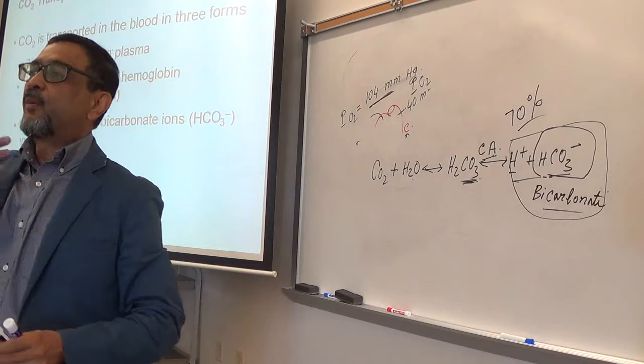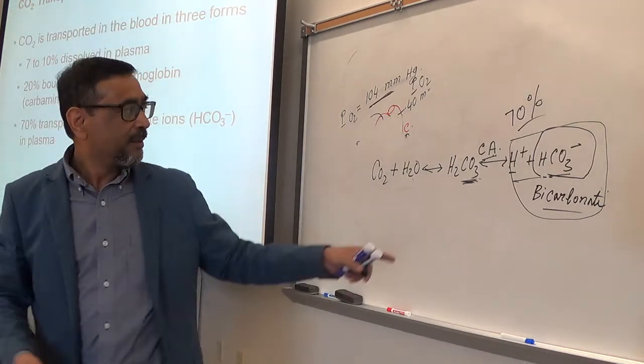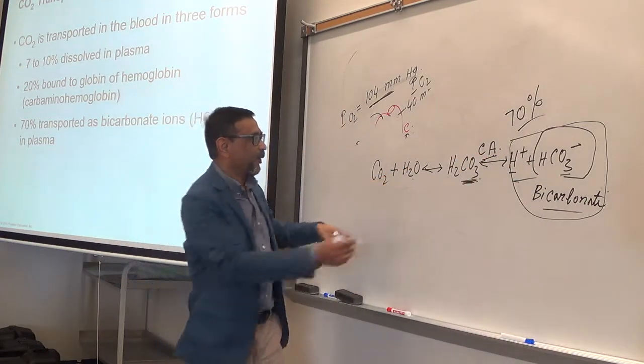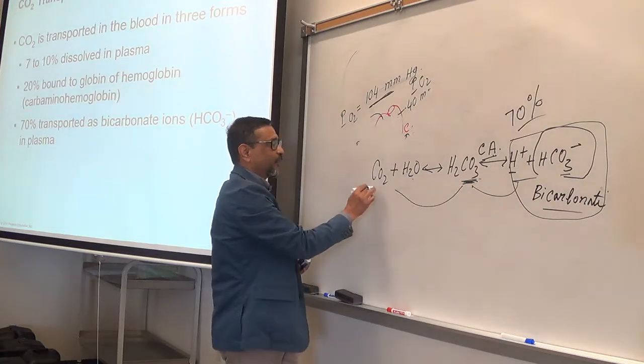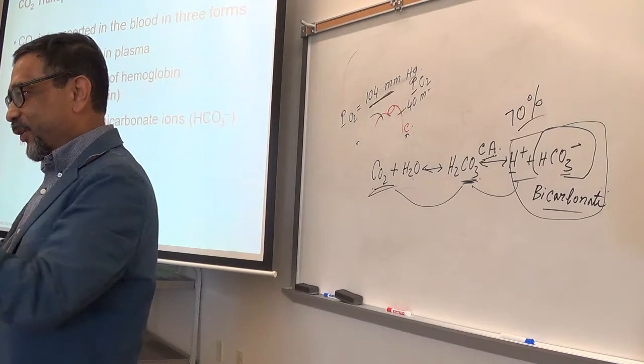Now, you know carbon dioxide goes from the tissue to the lung in this form. Then in the lung, what will happen? Quickly, it will release the carbon dioxide into the lung. Is it clear? It should be released into the lung.